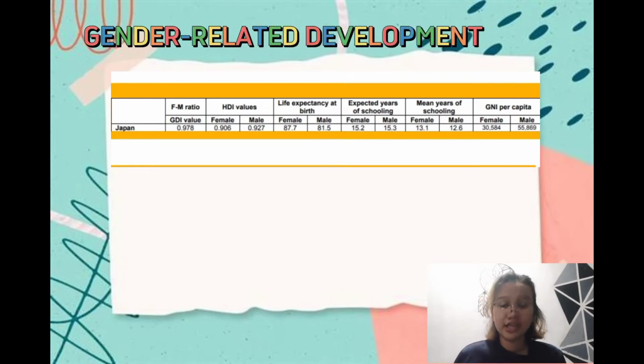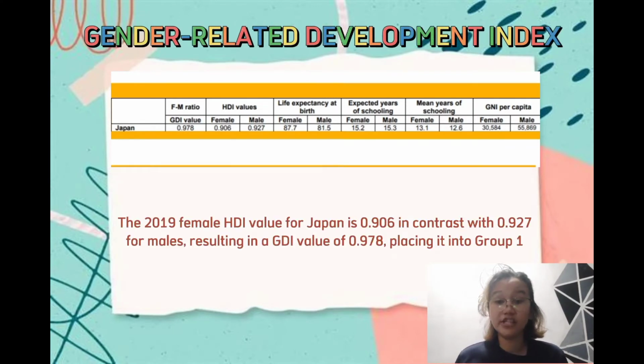The next is GDI. The 2019 female HDI value for Japan is 0.906 in contrast with 0.927 for males, resulting in a GDI value of 0.978, placing it into Group 1.